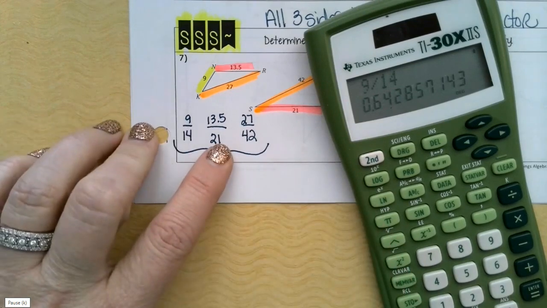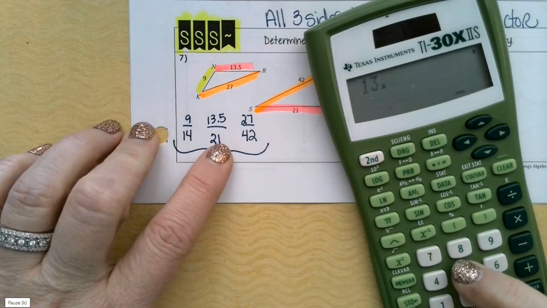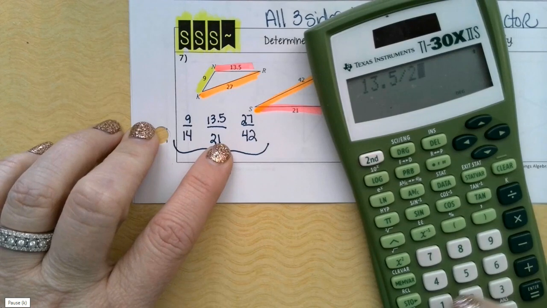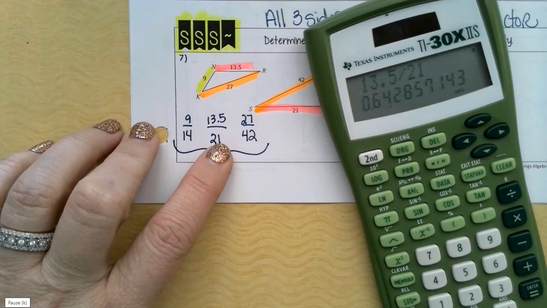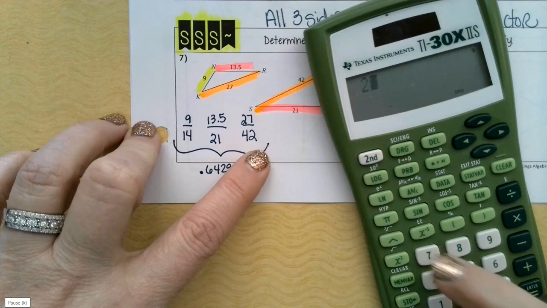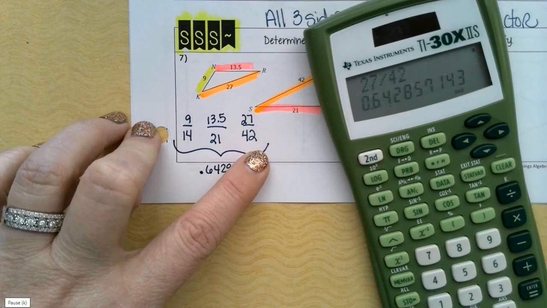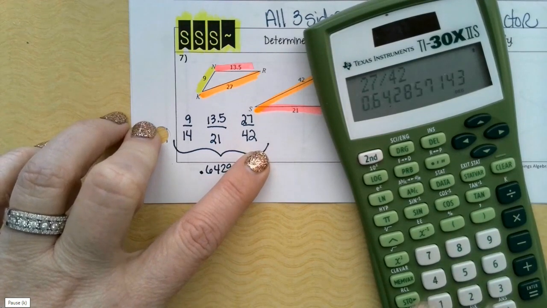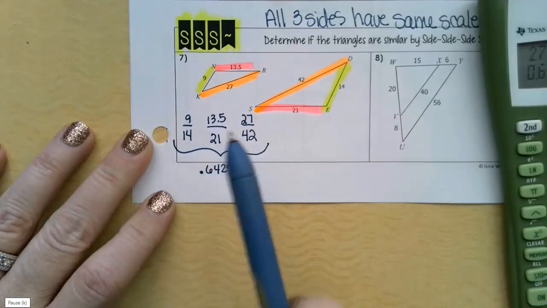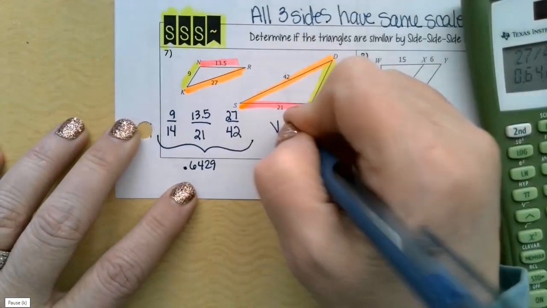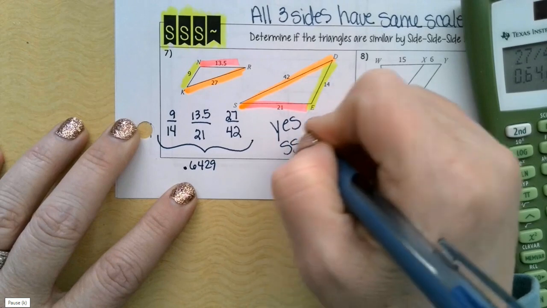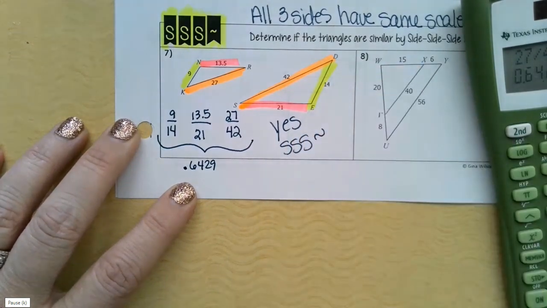Okay, so then I'm going to put this one. Remember, we're not using the ABC key. We're just dividing. Did I get the same thing? Yeah, and look at this. 27 divided by 42. Did I get the same thing? Yes. So if it's a yes, yes, yes, then this is a yes by side, side, side similarity.